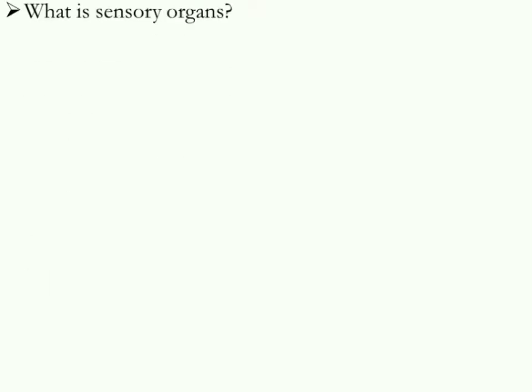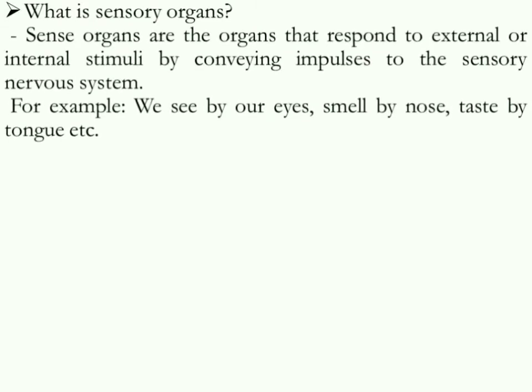So at first, let us know what a sensory organ is. Sense organs are the organs that respond to external or internal stimuli by conveying impulses to the sensory nervous system. For example, we see by our eyes. Anything we want to see, we can see by the eyes. Smell by nose and taste by tongue. So these are called sensory organs.